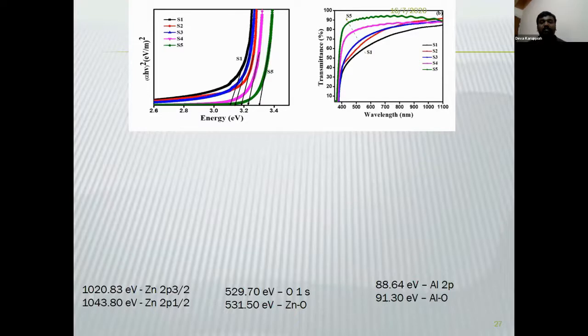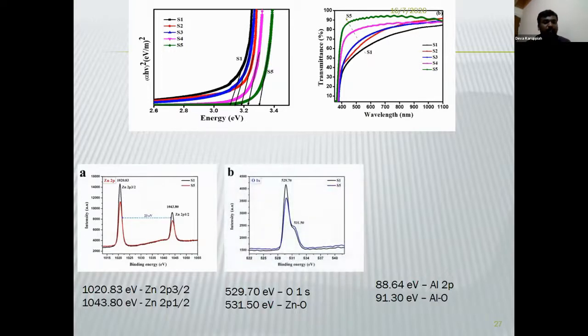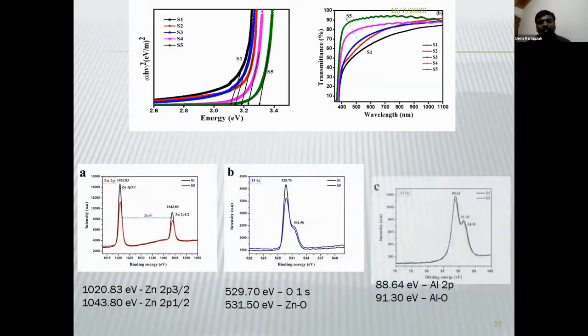And then the transmittance spectrum. Here we see the transmittance spectrum from sample 1 to sample 3, which we already discussed: the smoothness is increasing with the methanol solvent. For sample 5, the transmittance is very high, around 93% in the entire visible range. Here we also observed some maxima and minima, which implies the high crystalline quality of the material. These are the XPS spectra, which confirm the 2p orbitals in zinc, oxygen and aluminum.